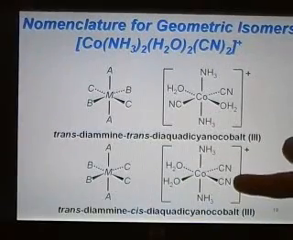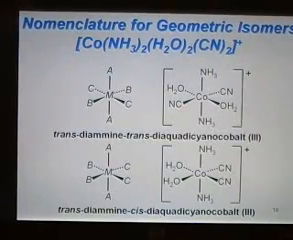cis-diaqua, dicyano. We can leave out the cis if we want to there. It's cobalt 3.